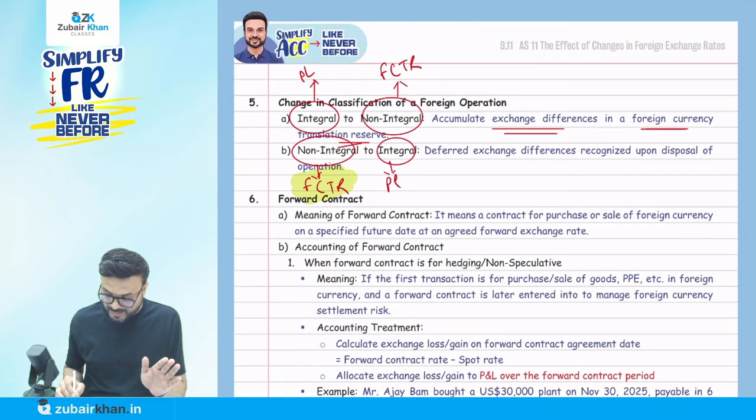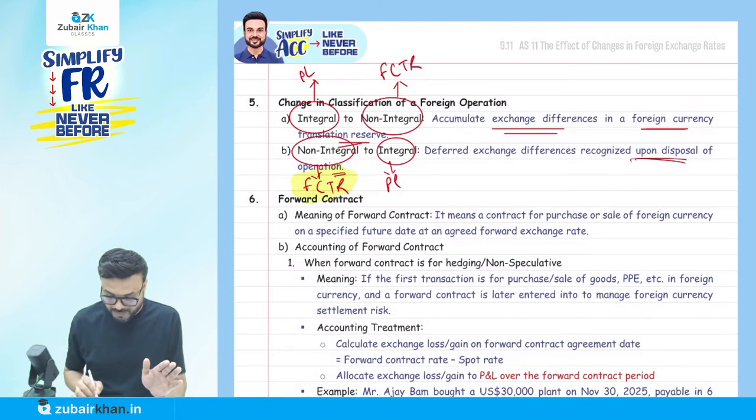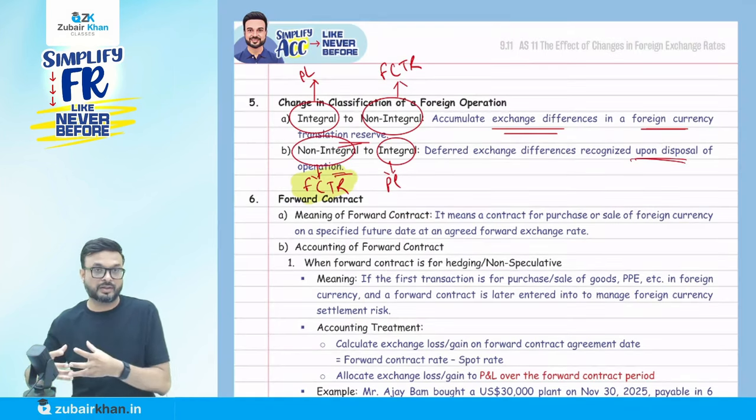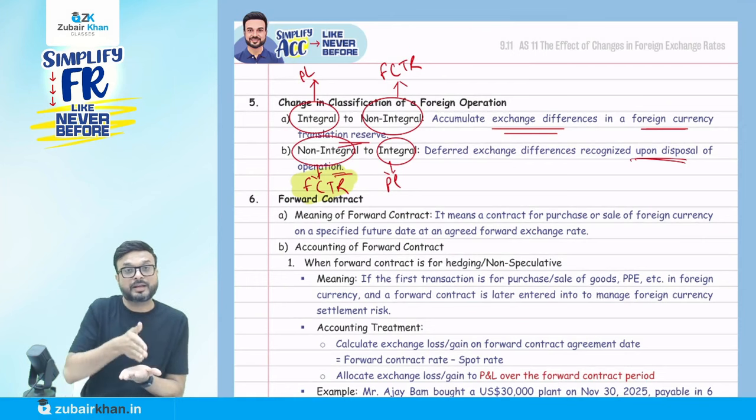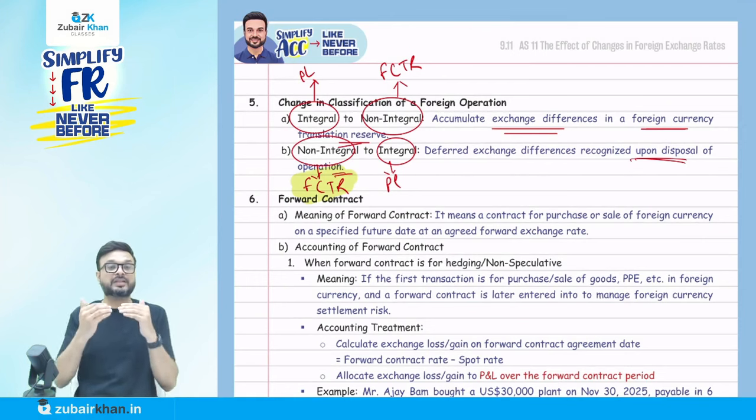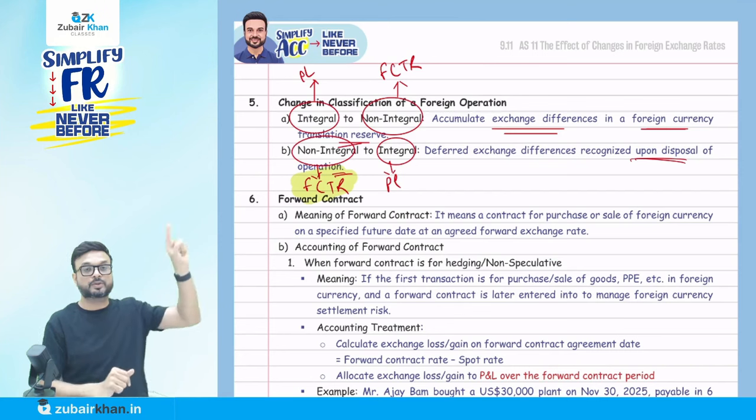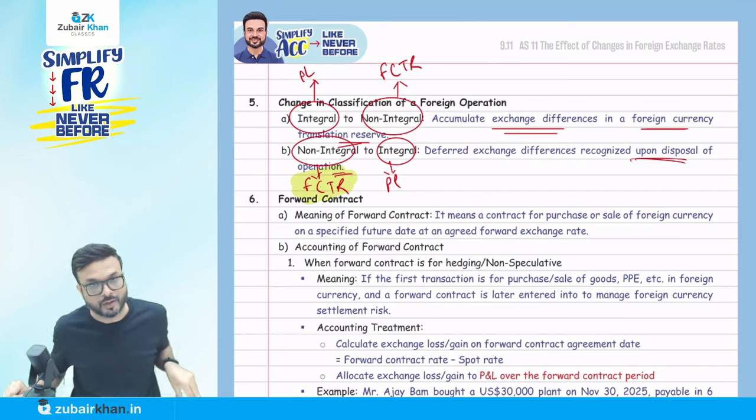Okay. So therefore, the exchange difference is recognized upon disposal of the operation. It means it will be in FCTR only, even though you convert from non-integral to integral, and we can transfer this FCTR to the P&L account only when we dispose of the investment that we have in the foreign operation.